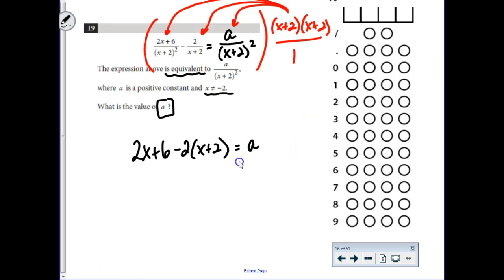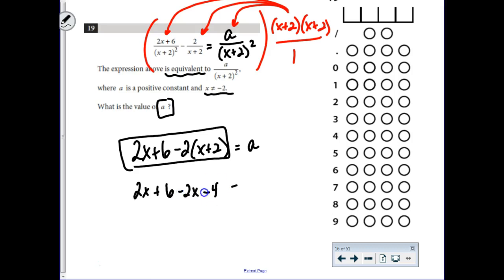Here we go. They want to know the value of a, so let's clean this up. I think some magic stuff is going to happen here, guys. You have 2x plus 6, and then here you have a minus 2x minus 4. Remember, they want you to solve for a. I think we're there, guys. The 2x's will knock out. 6 minus 4 is a 2. a is 2.